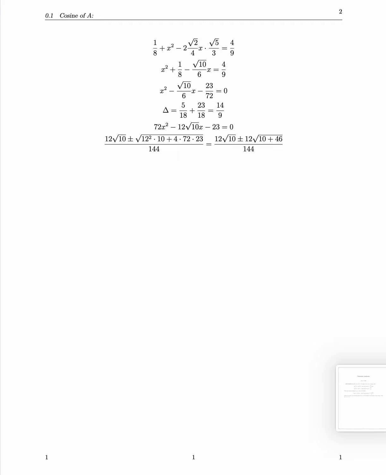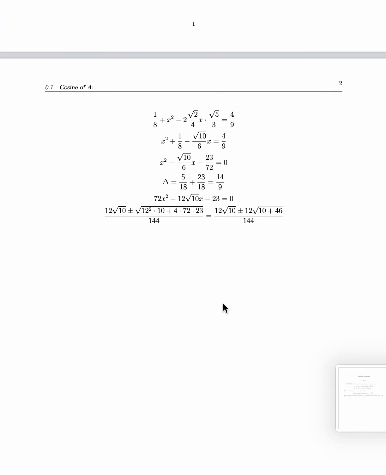Which we can actually just cancel out, like the 12s. But we want to have positive values, so therefore we're only going to take the positive, which is essentially just equal to square root of 10 plus 2 square root of 14, and entirely divided by 12. But we want it to be squared.